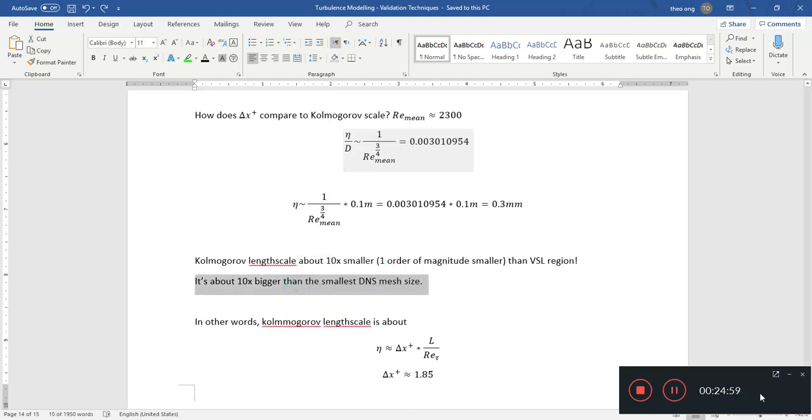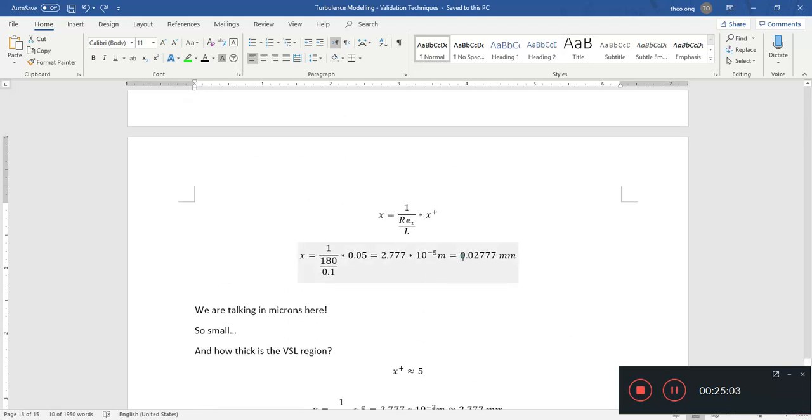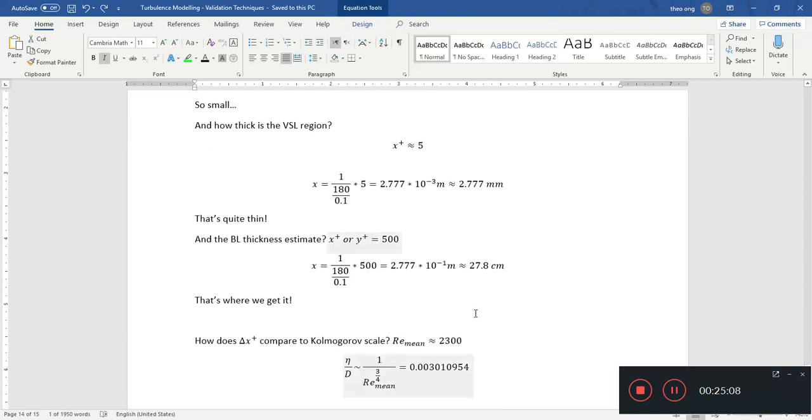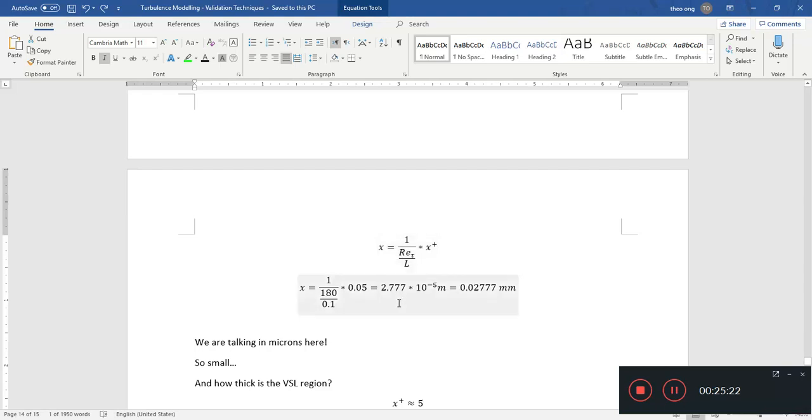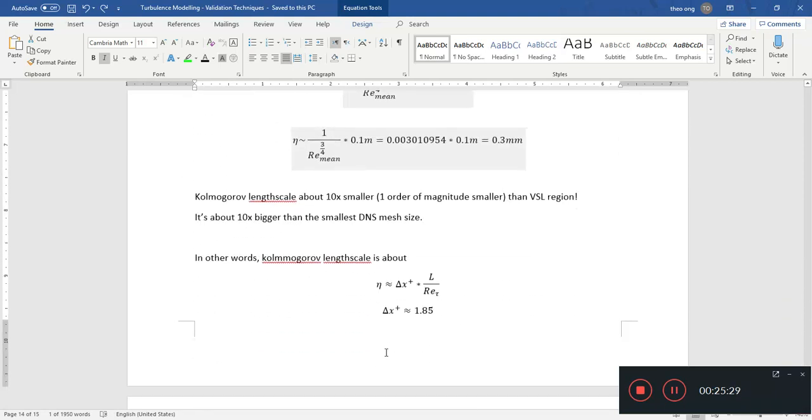But if you think about it, it's about 10 times bigger than the smallest mesh size, which is 0.03 mm or 0.02 mm. So this is about 10 to 20 times bigger, or 15 times bigger actually. So it's interesting to see that your Kolmogorov scale here is on the order of the smallest mesh size you actually use, or about 1 order of magnitude bigger. So that's just a good rule of thumb for you to know.